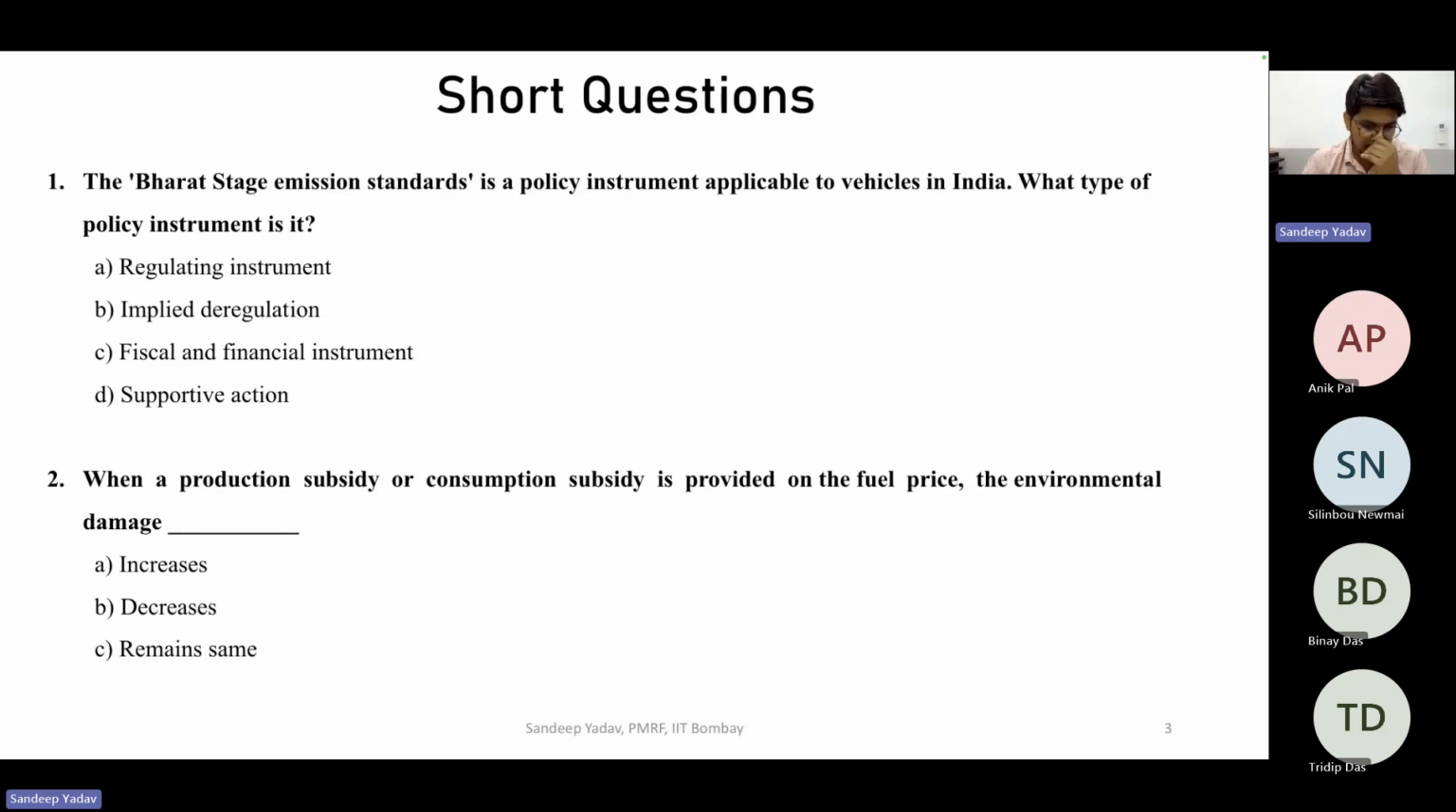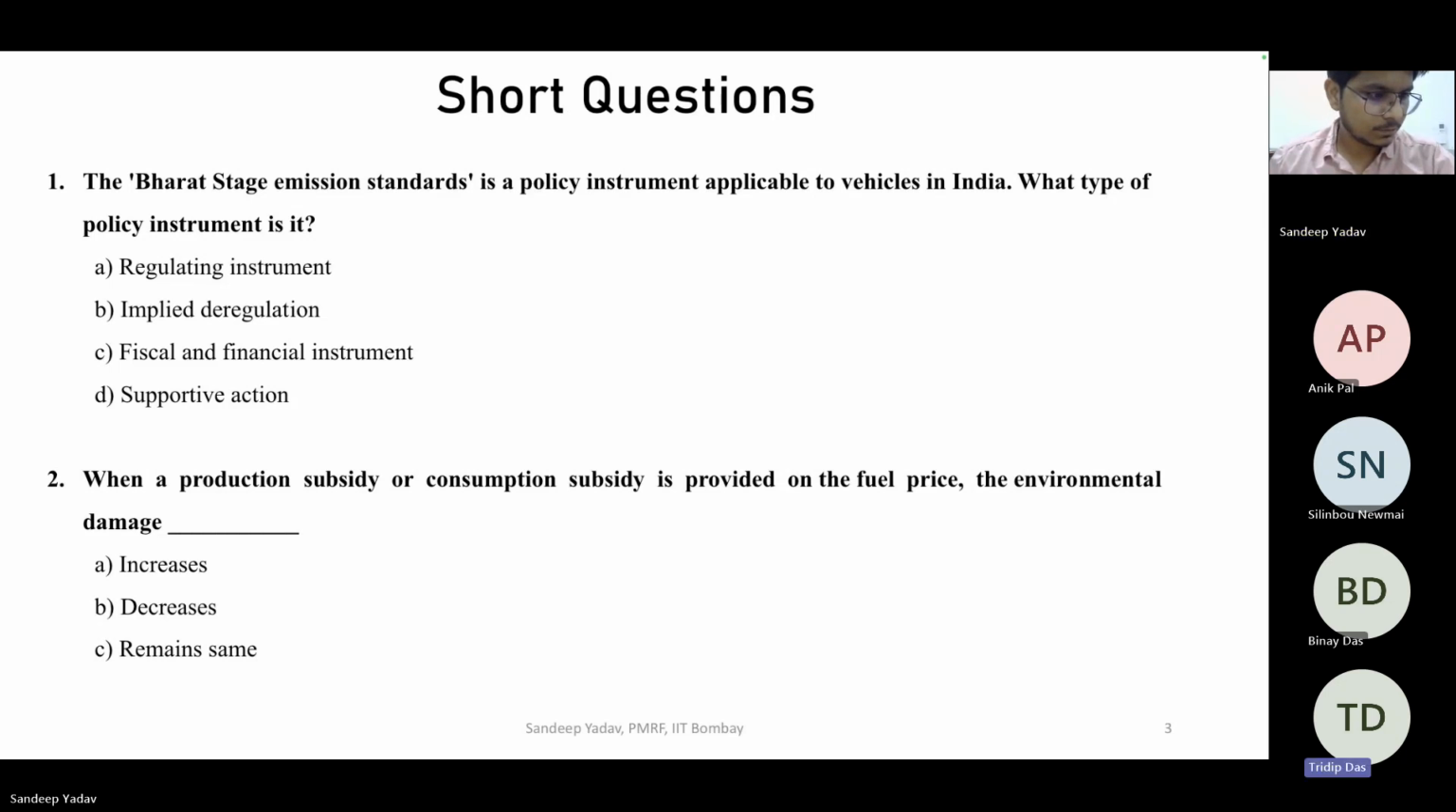Question number one: Bharat Stage emission standards are a policy instrument applicable to vehicles in India. What type of policy instrument is it? Is it regulatory, deregulation, fiscal, financial instrument, or supportive action? If you want to answer, you can unmute yourself or write in the comment box. I am seeing both: it is a regulating mechanism. Regulating mechanism is the correct answer.